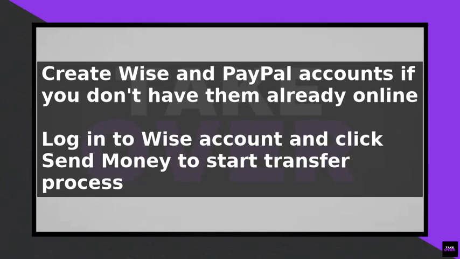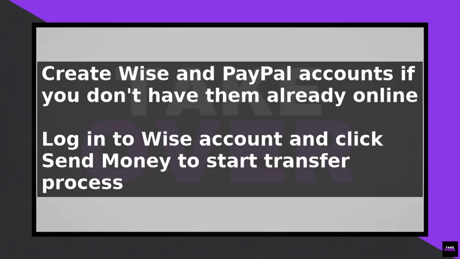To send money from Wise to PayPal, you will need to follow a series of steps. First, you need to have a Wise account and a PayPal account. If you do not have these accounts, you can create them on the respective websites. Once you have both accounts, log into your Wise account and click on the Send Money option.